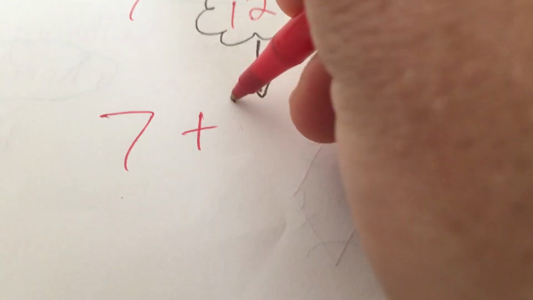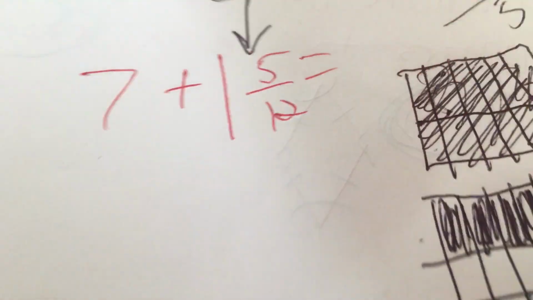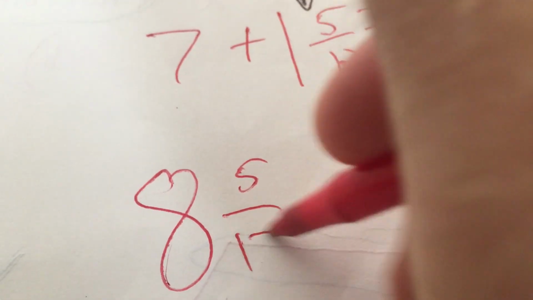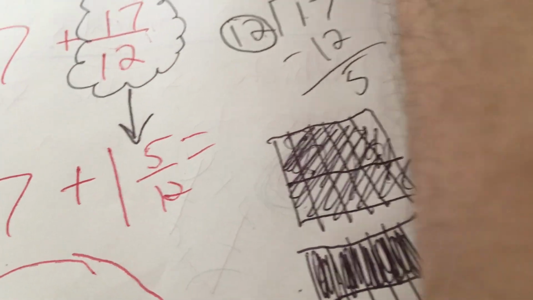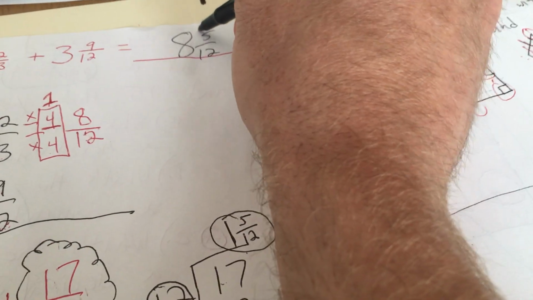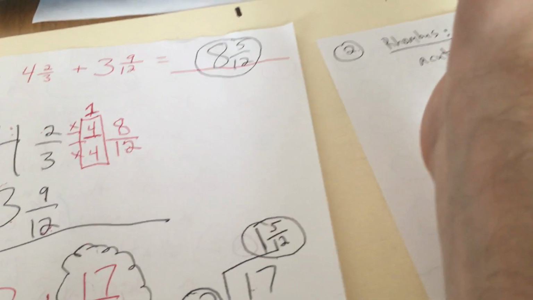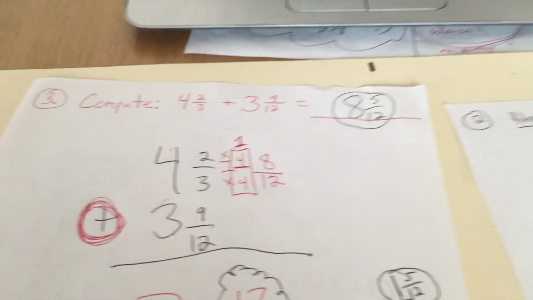So now we're going to do 7 plus 1 and 5 twelfths. When we add those together, 7 plus 1 is 8, and then 5 twelfths. We can't simplify that. We can't divide 5 and 12 by the same number to make them any simpler. So our final answer is 8 and 5 twelfths. And that is the sum of 4 and 2/3 plus 3 and 9 twelfths is 8 and 5 twelfths. Give yourselves some snaps. Nice work.